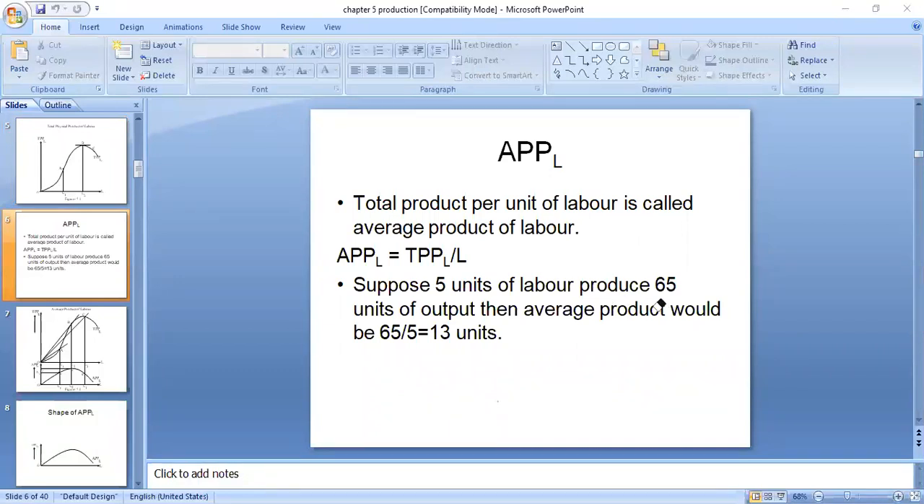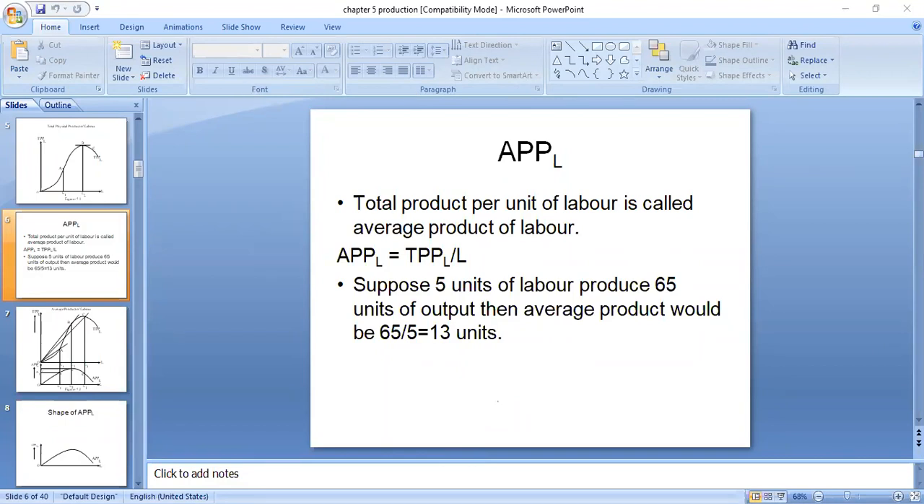Suppose with 5 units of labor, you produce 65 units of output. So your total output is 65 and you employ 5 units of labor. So 65 divided by 5 is 13 units per unit of labor. So this is very simple. Total product divided by total labor gives you the average physical product.